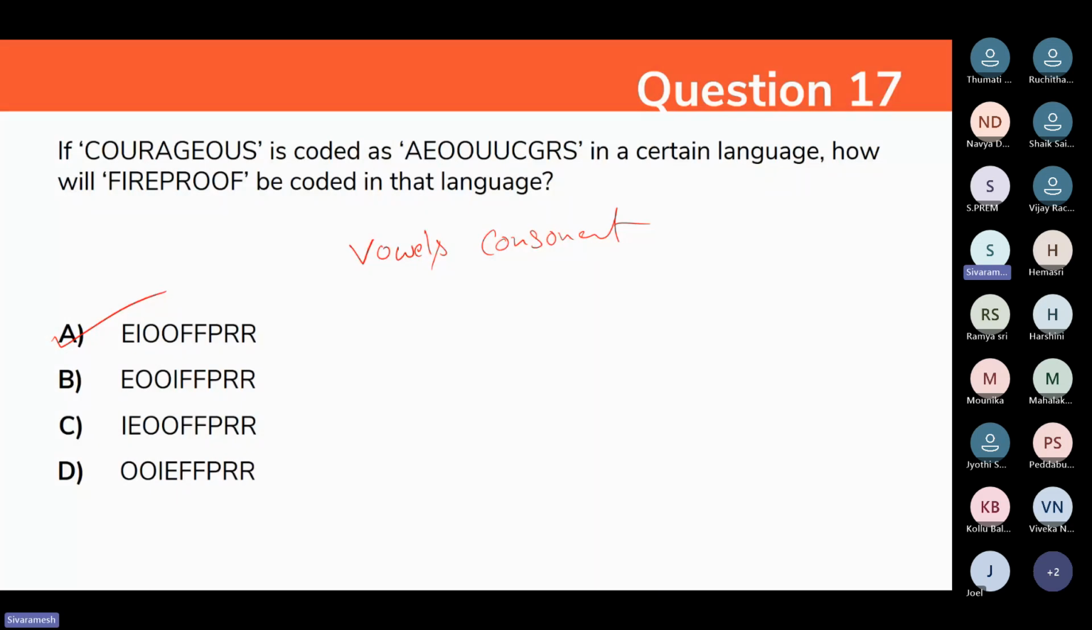Joel, nice emoji. Did you understand the logic now? Vowels followed by consonants. That's it. No other logics.